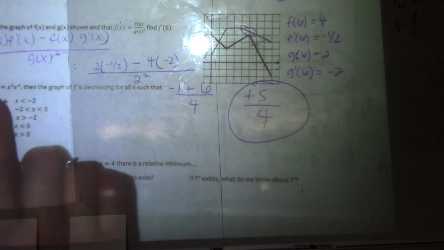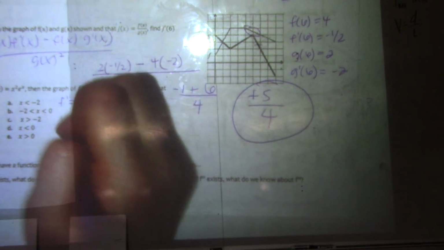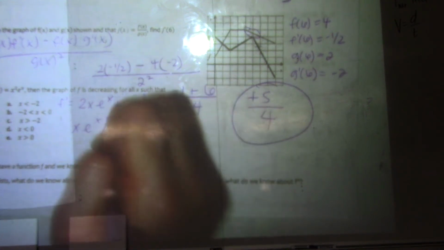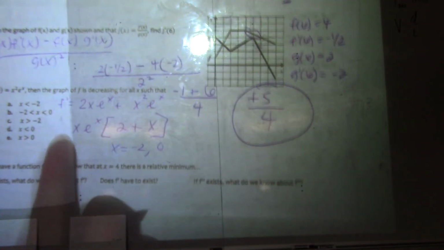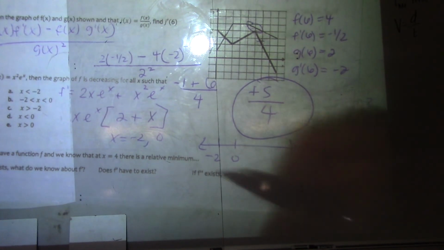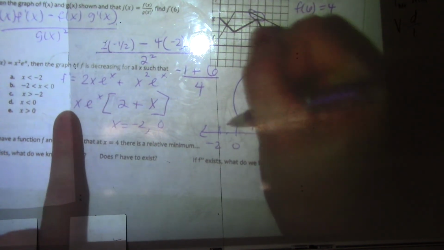We want to know where it's decreasing, so first find f prime, that's 2x e to the x plus x squared e to the x. Take the x e to the x out, and that's 2 plus x. So then x is negative 2 and 0 for this guy. Let's plug in positive 1, that would be positive. If I plug in negative 1, this is positive, that's negative, so that would be negative. So it's decreasing between negative 2 and 0, which is B.